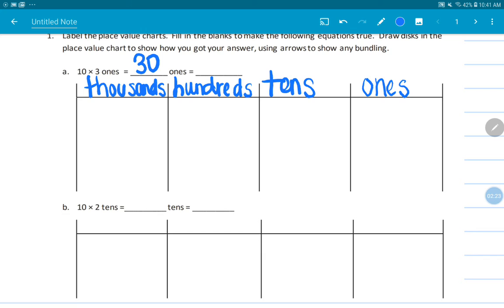Let's go ahead and move down to our place value chart and prove that on the chart. So how many ones did I start with? 3. So we're going to put 3 ones. And now we're going to make 3 groups of 10 to show 3 times 10 or 10 times 3. Go ahead and do that on yours.